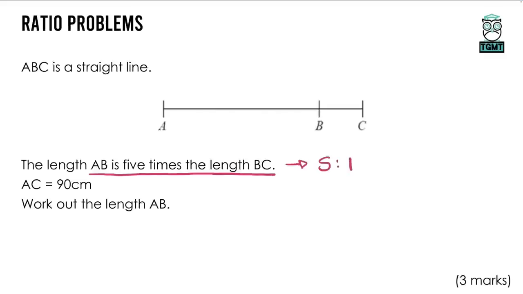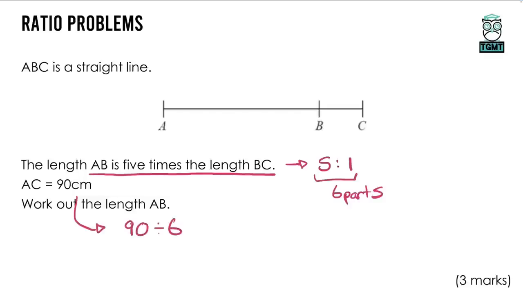Now the full length is 90. If it only gave us the B to C, that would be the 1 part. If it gave us the A to B, that would be the 5 parts, but this has given us the overall distance. So in total, we have 6 parts in this ratio. So we want to share 90 centimetres in 6 parts.